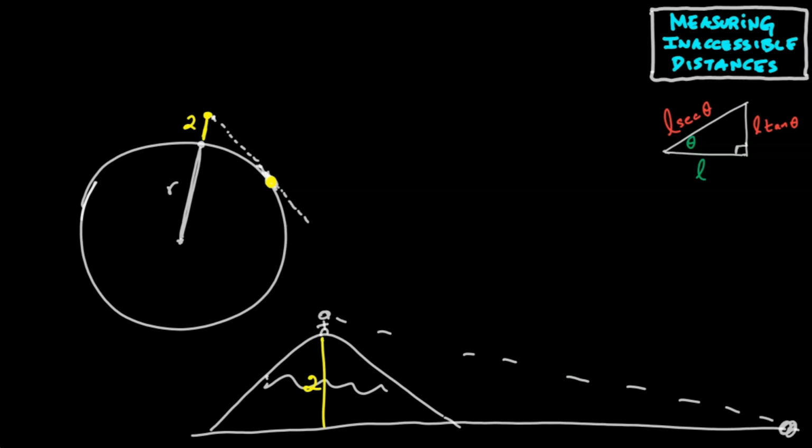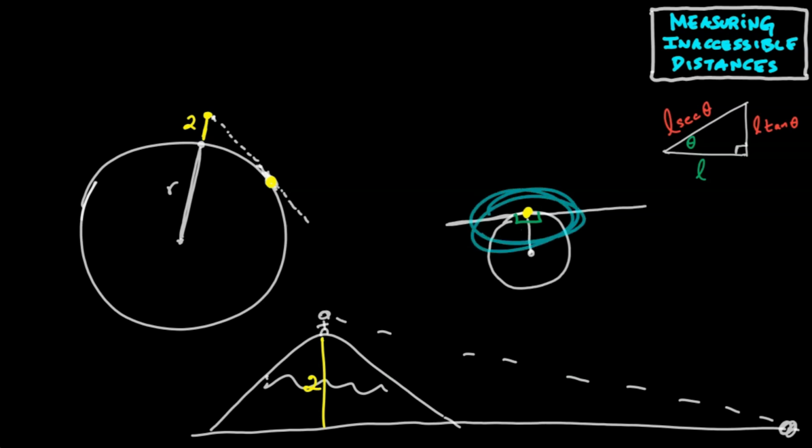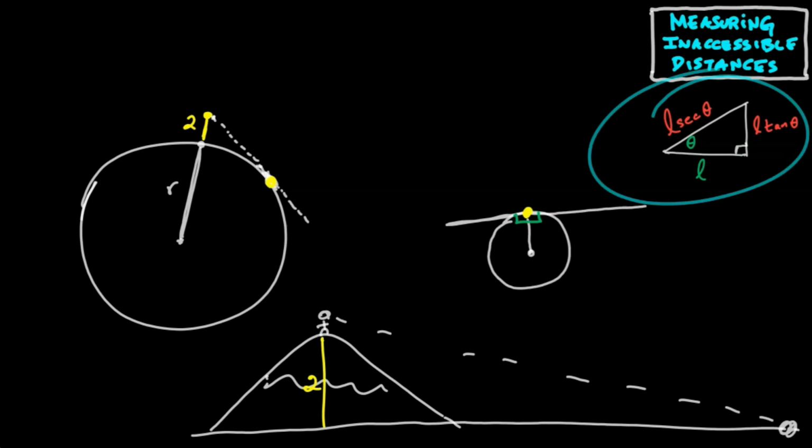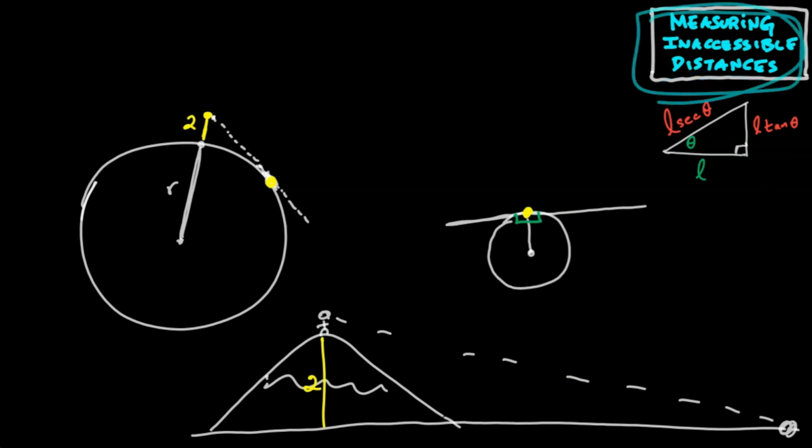Hey, I like that a lot because I recall a basic theorem from geometry that tells me that if I have a circle and a tangent to the circle, then when I join that point of tangency to the center of the circle, I always get right angles. And where there are right angles, there are right triangles. And where there are right triangles, I can do trigonometry. And where I can do trigonometry, I can measure inaccessible distances.